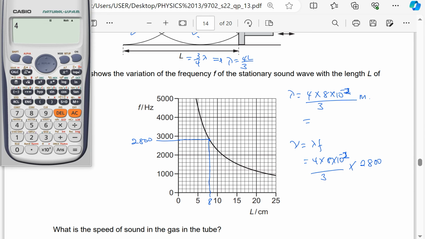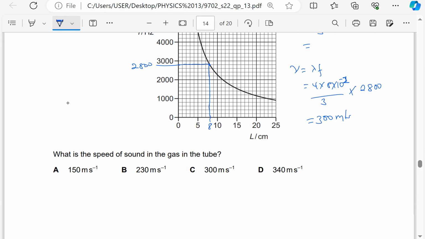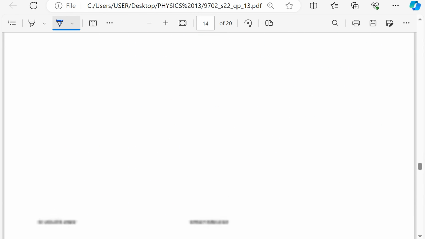That is minus 2, not minus 3. So I'll repeat: 4 times 8 exponent minus 2 divided by 3 times 2800. Okay, that is 298.6 recurring, which is 299 or 300 meters per second. So the speed is going to be 300 meters per second.